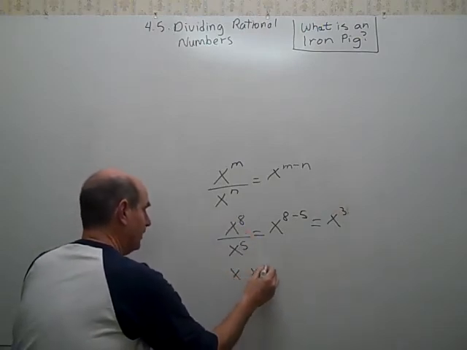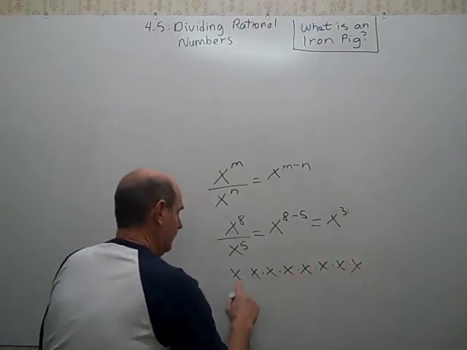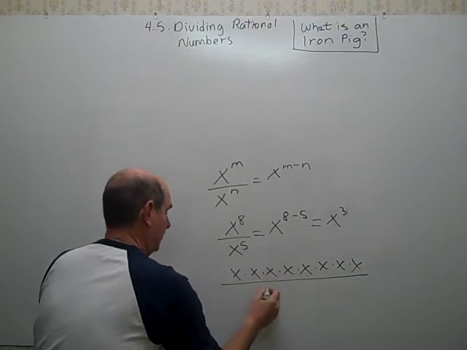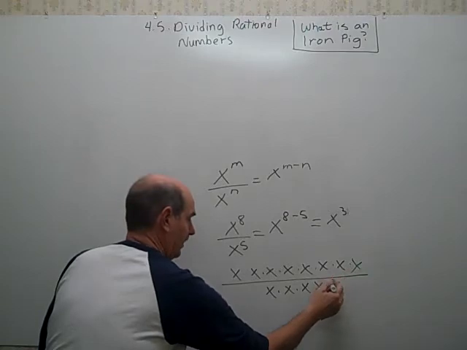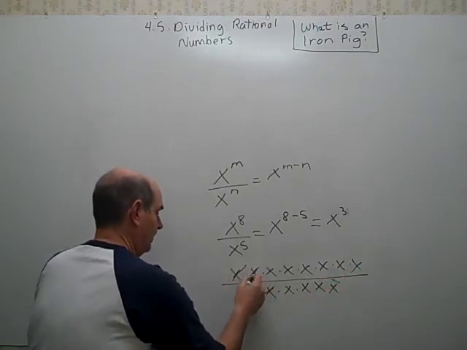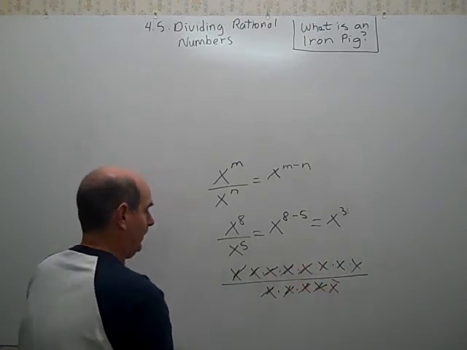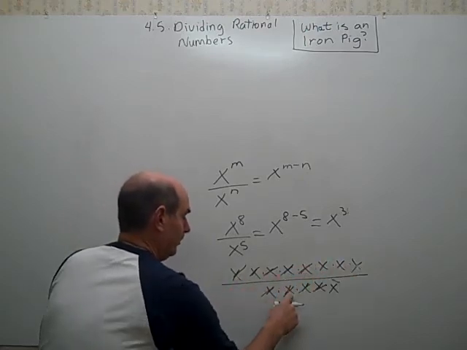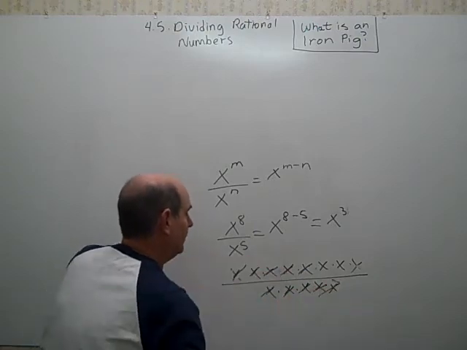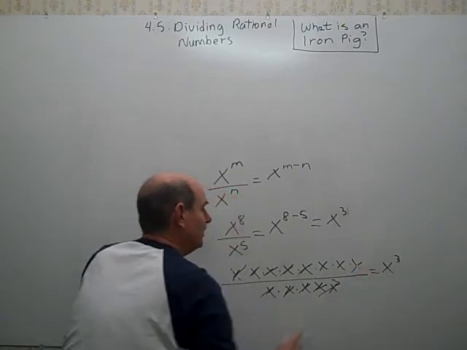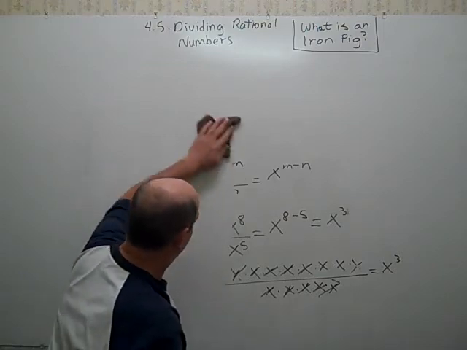X multiplied 8 times, we write it out: 1, 2, 3, 4, 5, 6, 7, 8. X multiplied 5 times. And then just like in the last video, you can cancel an equal number of x's out. 1 for 1, 1 for 1. So that gives us x to the 3rd power. Sorry, I got going a little beyond my means there.